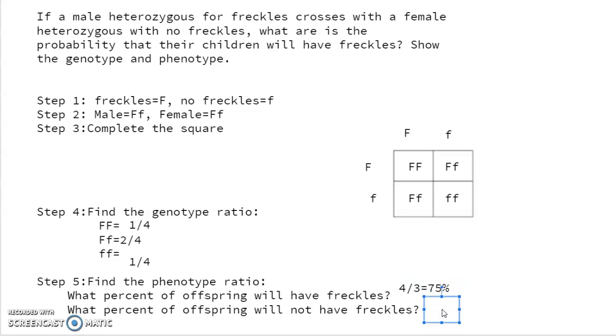Interestingly, these parents have freckles, but they still have a 1 in 4 chance, or 25% chance, of having a child with no freckles, because they each had a recessive trait.